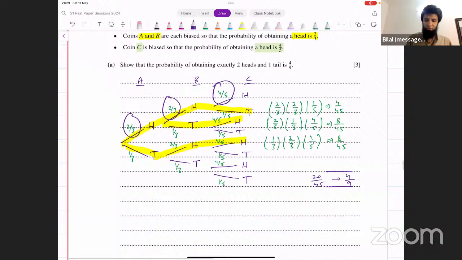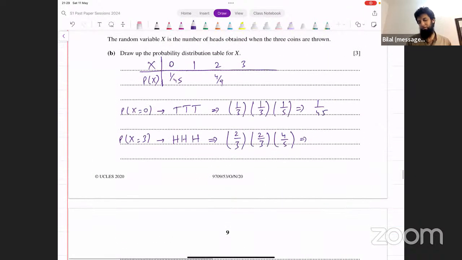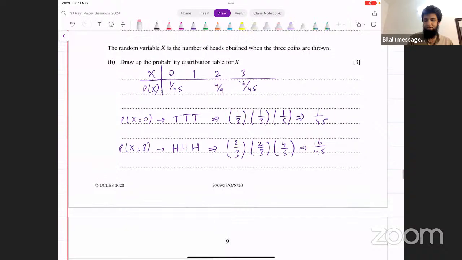2/3, 2/3, and 4/5. All right. And you can see what that is. 16/45. This is 16/45. And now, since these are fairly straightforward calculations, you're pretty sure about these numbers. You can find the remaining by subtracting these numbers from 1, right? So 1 minus 1/45, or just subtract from 45: 45 minus 1 minus 4 minus 16.